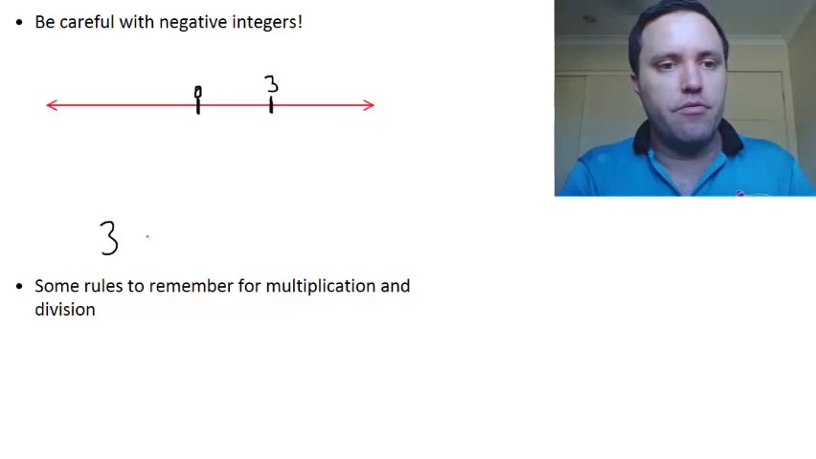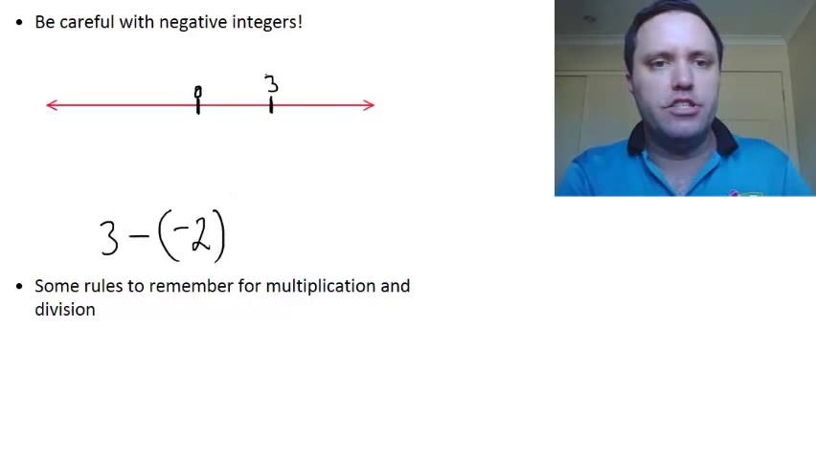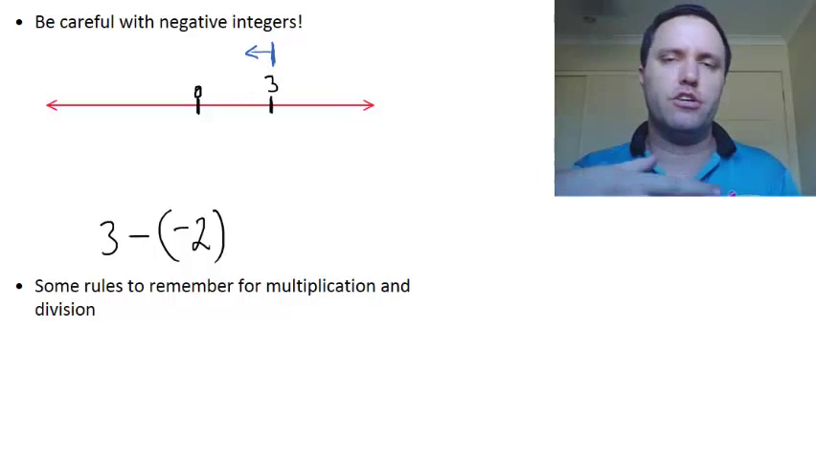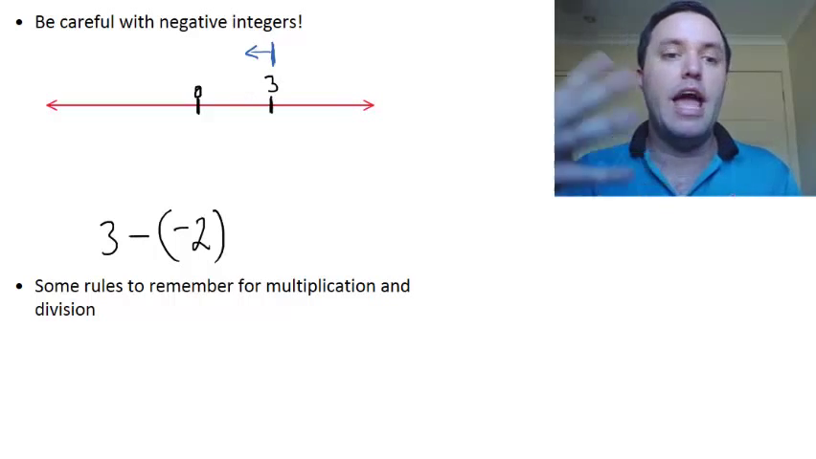I've got the expression to carry out, 3 minus -2. Now, if we're starting at 3, in the past you would have thought, and really rightly so, because they're subtracting, we should be going this way, right? That means subtract is to go to the left on the number line.